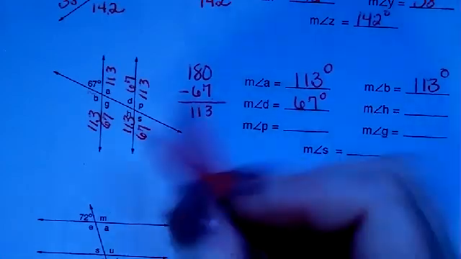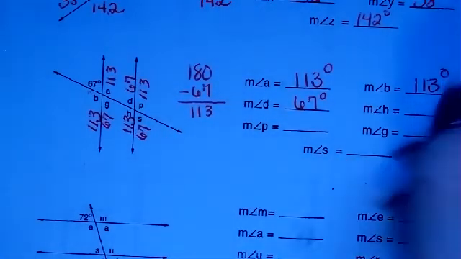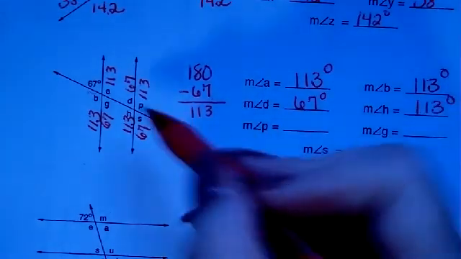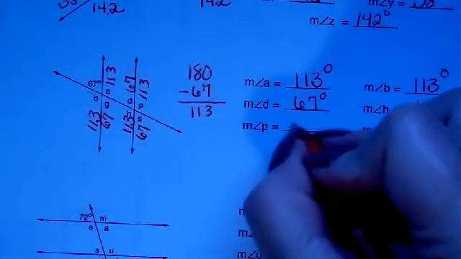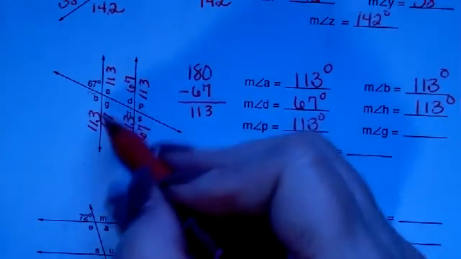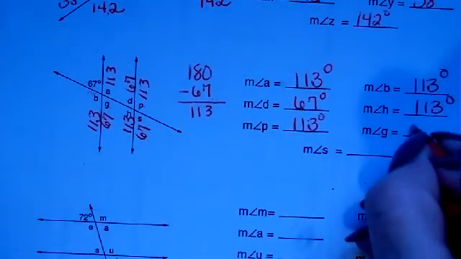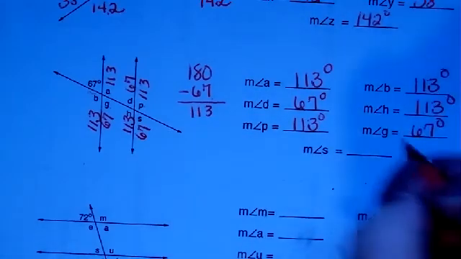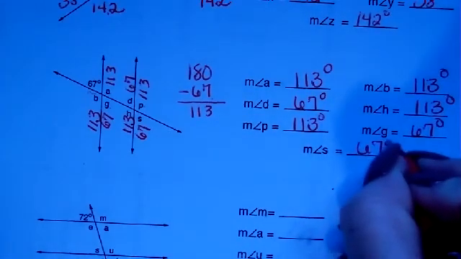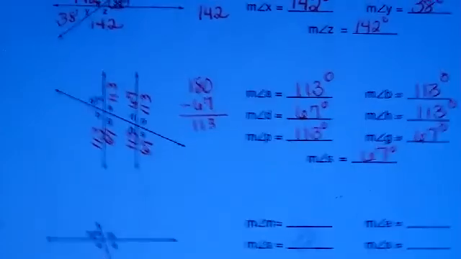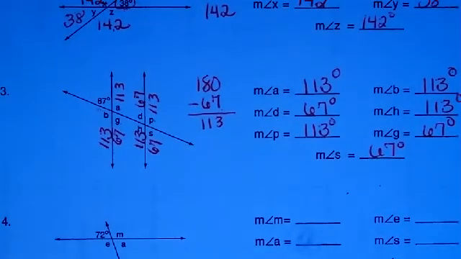Angle H, right here below D, is going to be 113 degrees. Angle P right here, 113 degrees. Angle G, let's find our G right there, that's 67 degrees. And angle S is also 67 degrees. Okay, now pause your video if you need to, finish copying down number 3, and then we'll go to number 4.